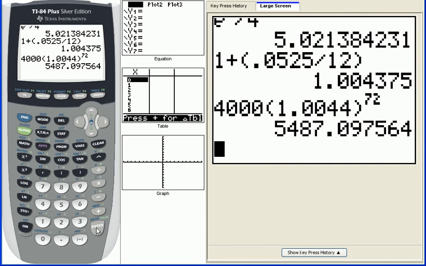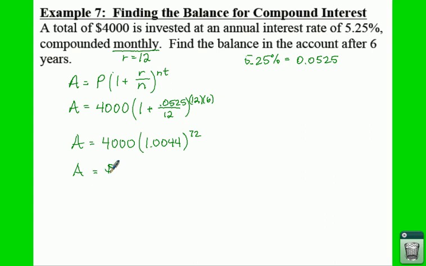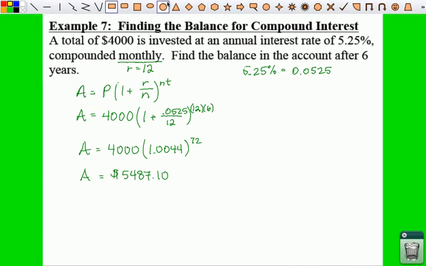So after 6 years not touching the money, what happens is you get, now this you're going to round to 2 decimals, $5,487.10. That is your solution. And that's how much money you're going to have in the bank if it's compounded monthly for 6 years.